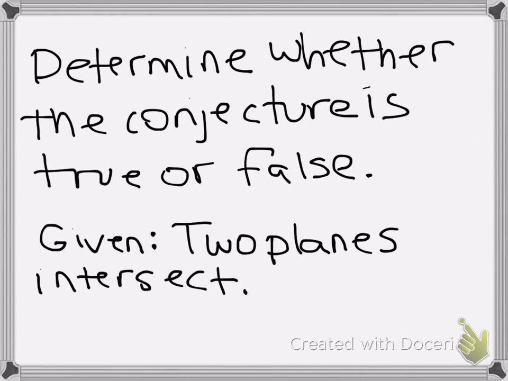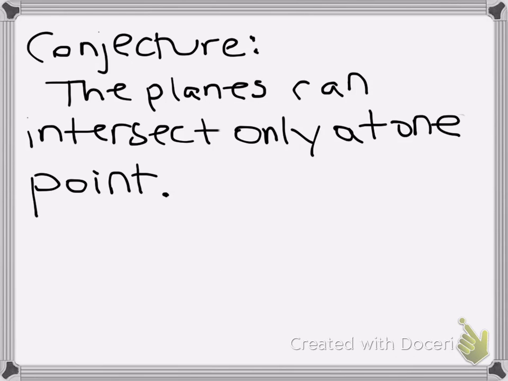The next one, we're given a statement here, and then a conjecture is made about the statement. So think of two planes intersecting, and where they usually intersect, they would intersect at a line. So the statement, they said, is the planes can intersect only at one point. So that's going to be obviously false.